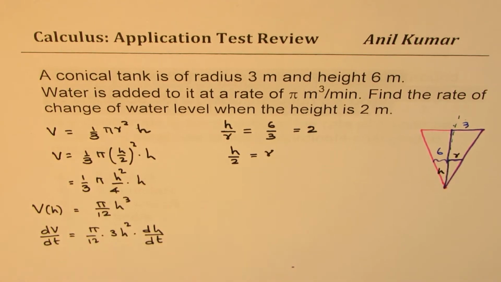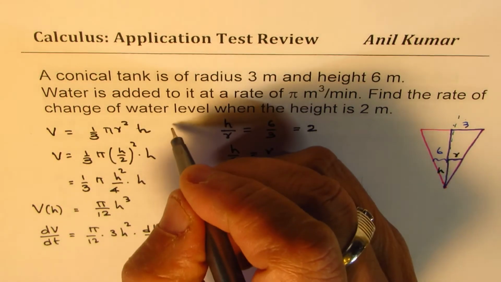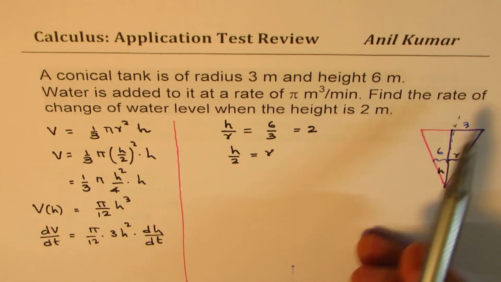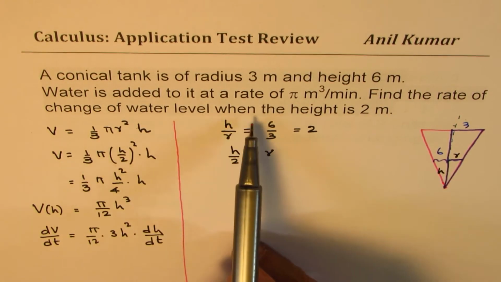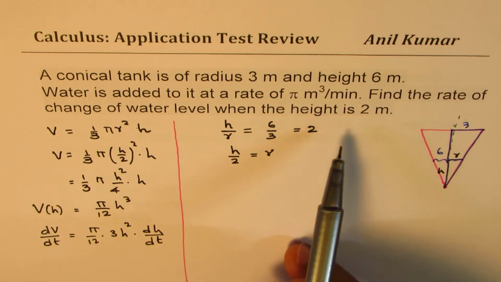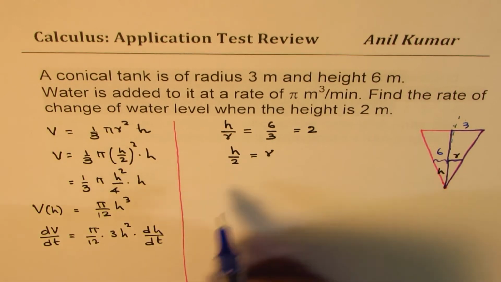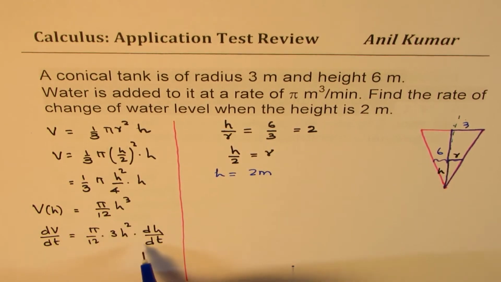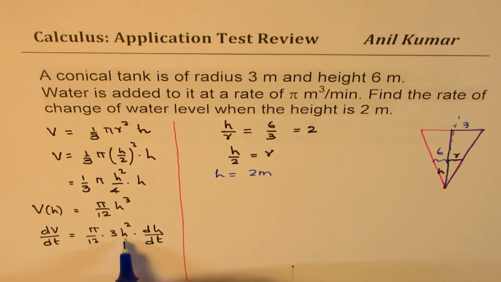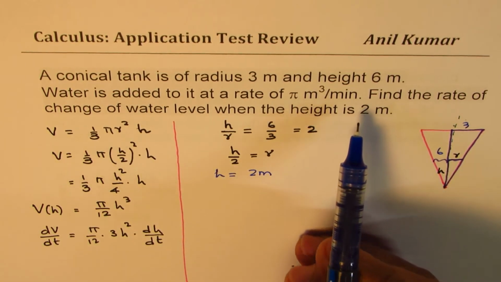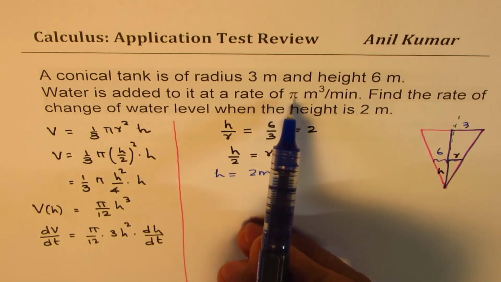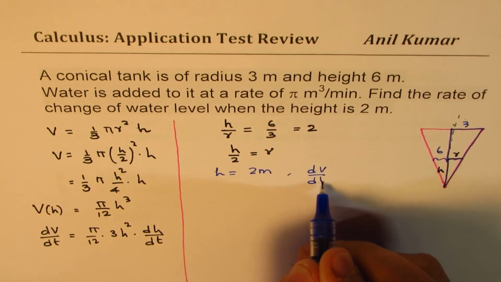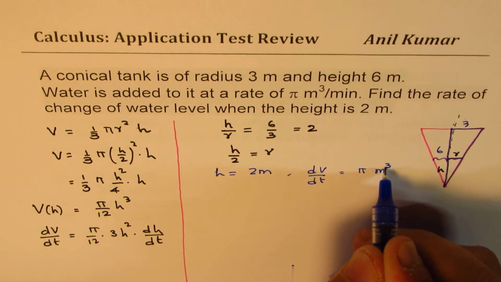So we have an expression to calculate the rate of change of height. Now, we need to find the rate of change of water level when the height is 2 meters. In this formula, only height is required, so we can just substitute that and figure it out. And we already know that water is being added at a rate of pi meter cube per minute. So we know dV/dt is pi meter cube per minute.